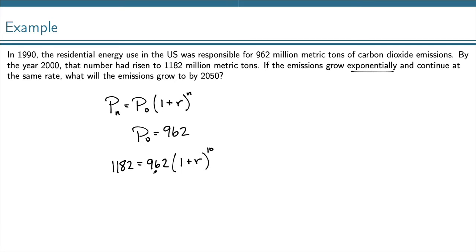We divide both sides by 962. We have 1,182 over 962 equals 1 plus r to the 10. Our goal here is to solve for r, so we need to get rid of this exponent. To get rid of the exponent, we can raise both sides of our equation to the reciprocal of that exponent, so that's to the 1/10. And that gives us just 1 plus r.